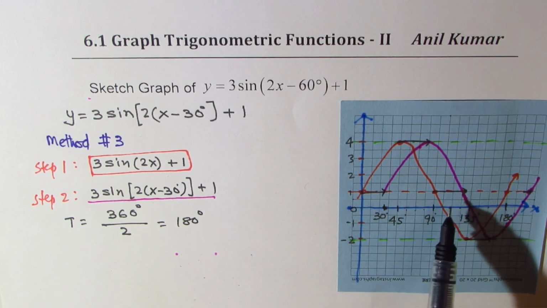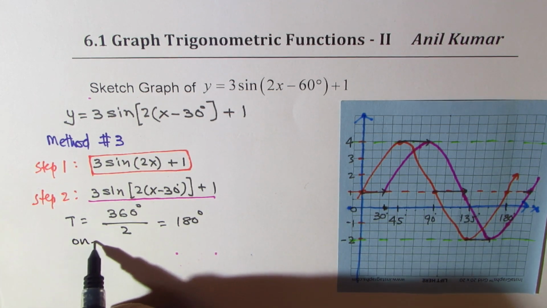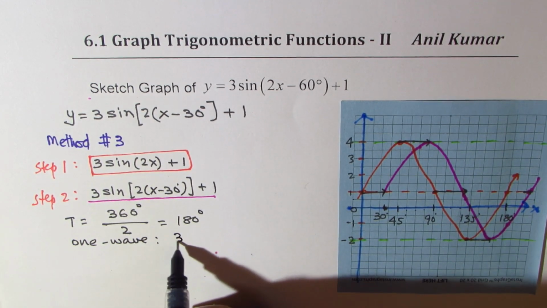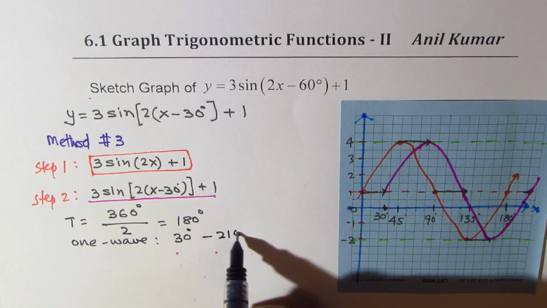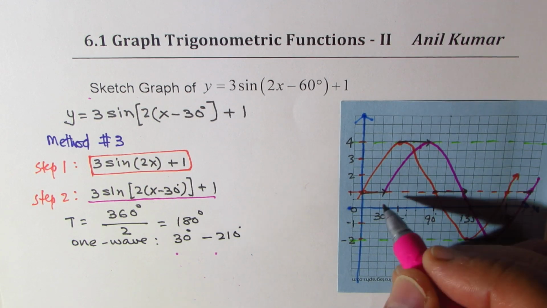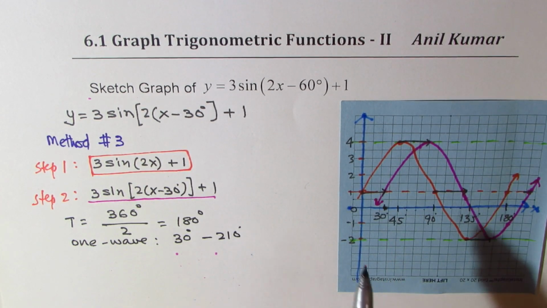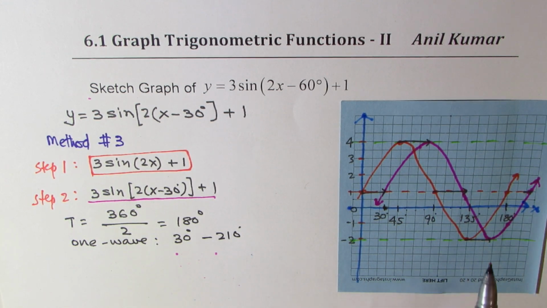So the wave which I have drawn is from 30 degrees to 180 plus 30, which is 210 degrees. However, this is a periodic function, so it will repeat. That's perfectly fine. But I hope you understand how we could very easily get a fairly accurate graph using 2 steps, right?